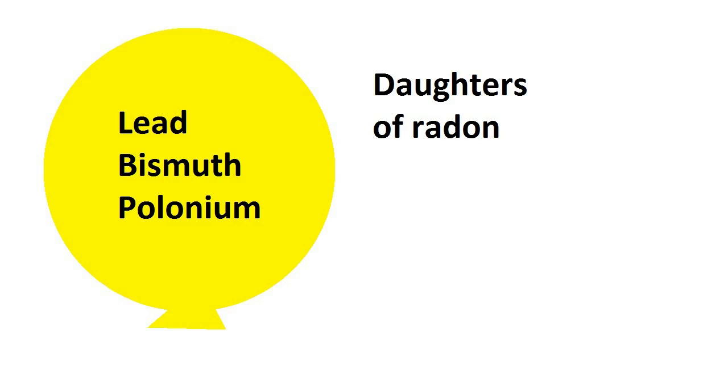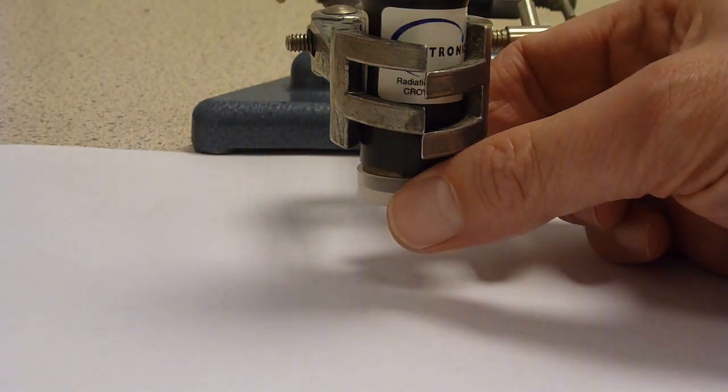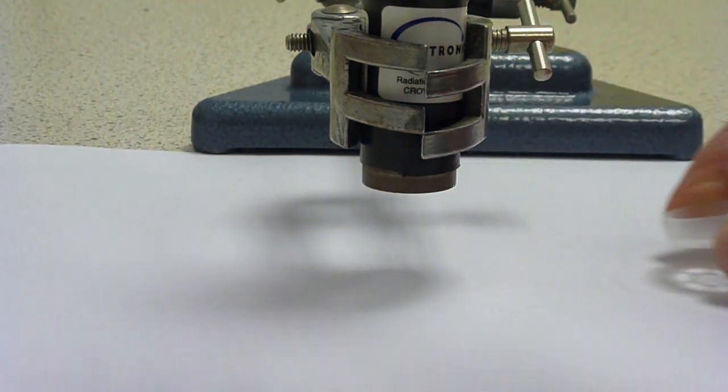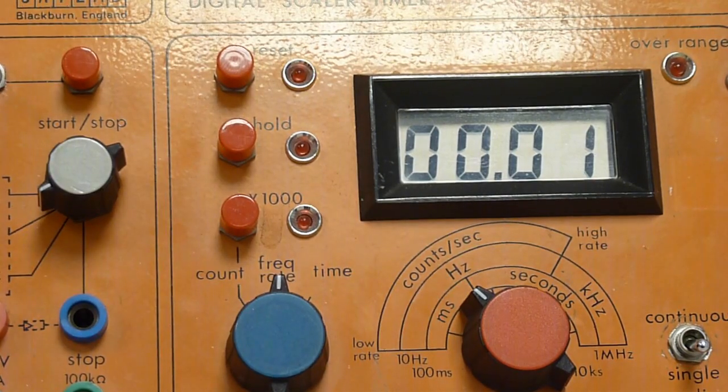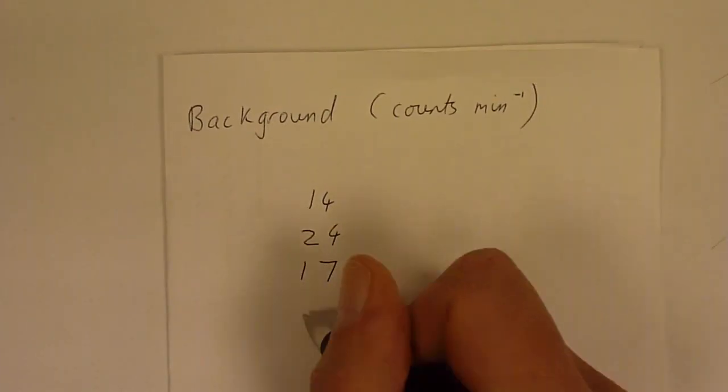We're going to take 4 readings of background count, each over a minute. Need to remember to take the end off the GM tube. So the average was 20 counts per minute.